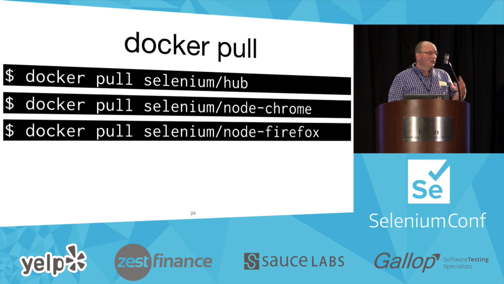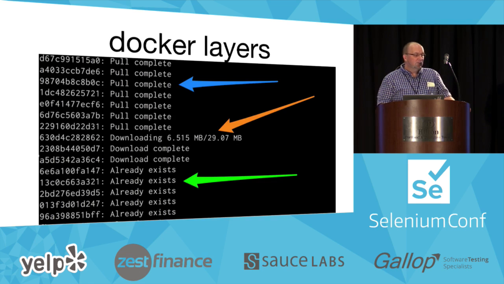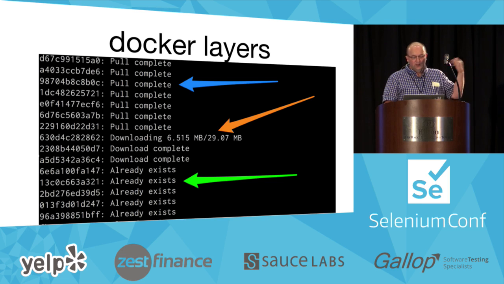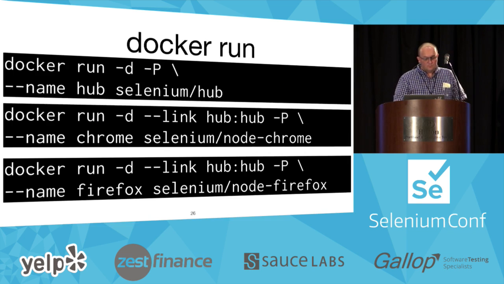We're pulling all these 3 images from the Docker Hub. This is what's happening with the Docker layers. The green arrow says, yes, I already have these. The orange one is, yes, I'm in the process of downloading that. The blue is like, yeah, I've pulled them. I have the image definition. I just need to download them.